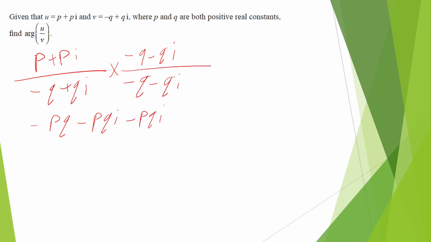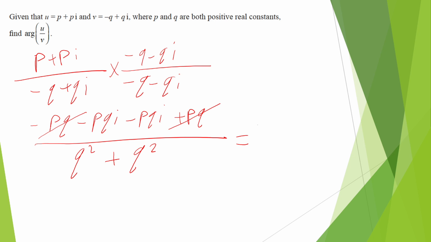minus pqi, and then positive pq over the complex number multiplied by its conjugate, so it would be q squared plus q squared. Okay, the imaginary term squared plus the real term squared. Simplify, so I'll end up with negative 2pqi over 2q squared. Now cancel out, and then 1 q with that one, so I'll end up with negative pi over q.